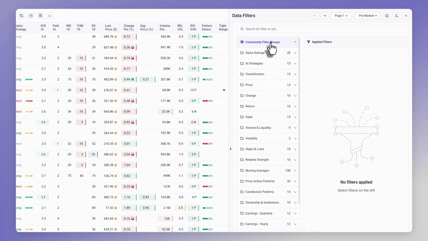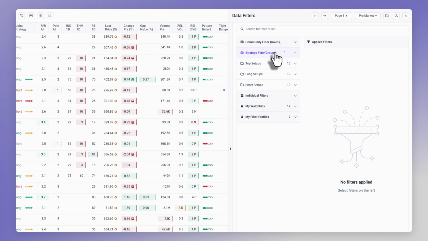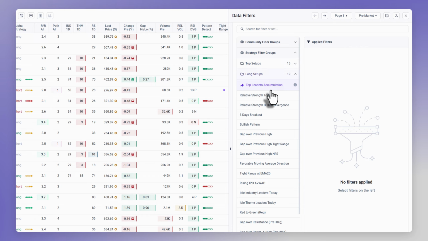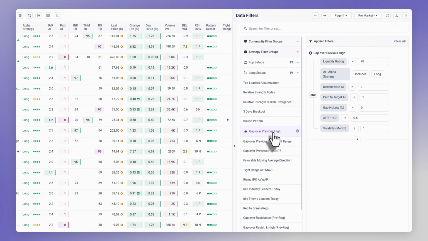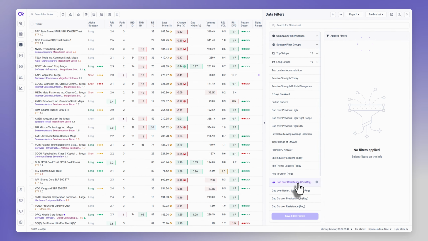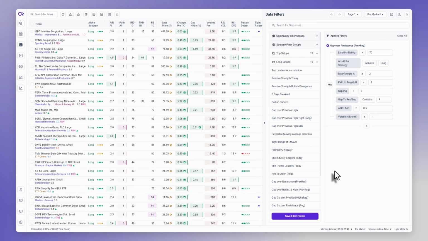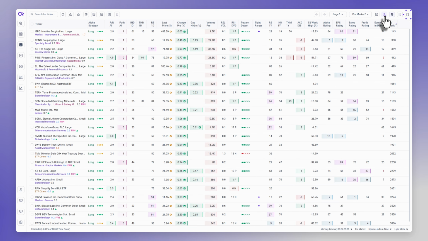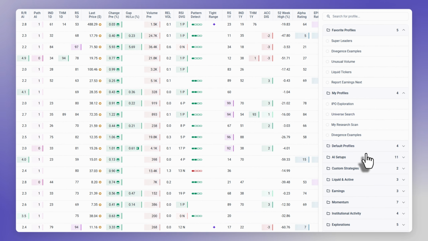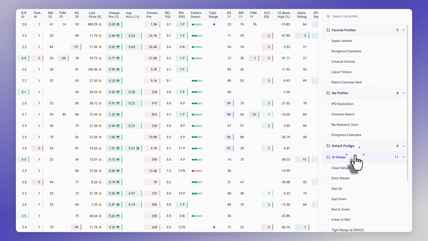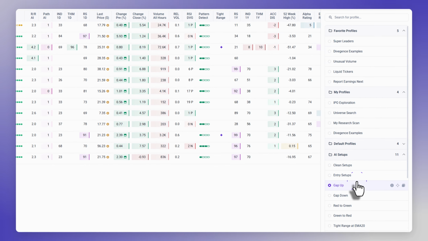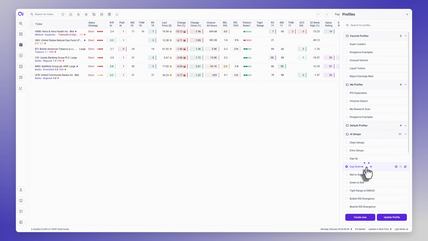For complete tradable templates, use the strategy filter groups, which combine gap conditions with quality filters like liquidity, risk-reward, and path to target. You can also use AI-driven screener profiles that find favorable gap patterns paired with strong risk-reward and low resistance. So you're not just finding gaps, you're finding clean setups.